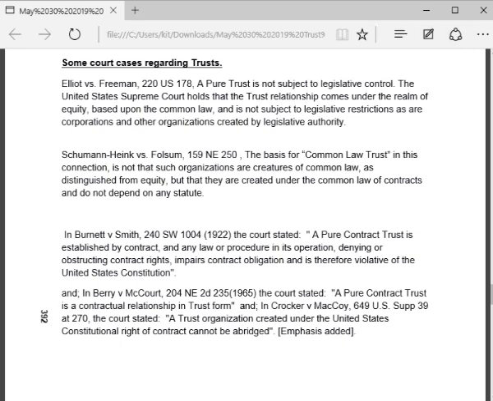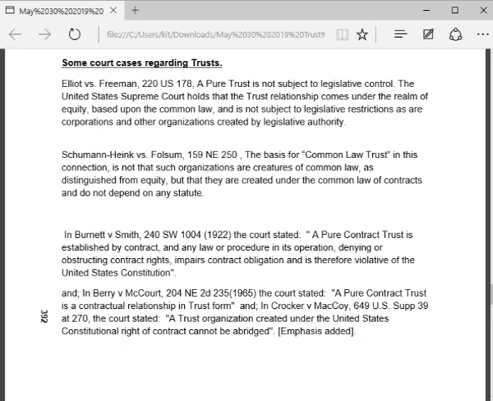Schumann Hank v. Folsom, 159 NE 250. The basis for common law trust in this connection is not that such organizations are creatures of common law as distinguished from equity, but that they are created under the common law of contracts and do not depend on any statute. In Burnett v. Smith, 240 SW 1004, 1922, the court stated, "A pure contract trust is established by contract, and any law or procedure in its operation denying or obstructing contract rights, impairs contract obligation, and is therefore violative of the United States Constitution."